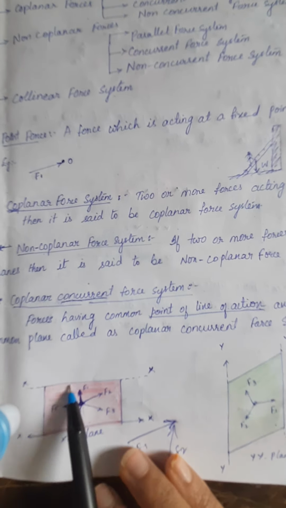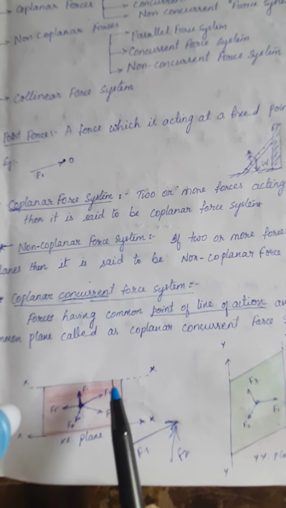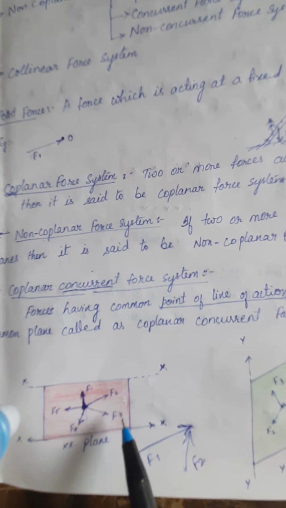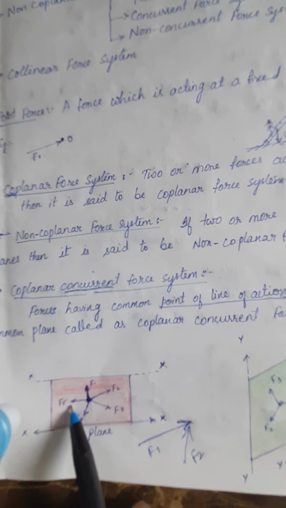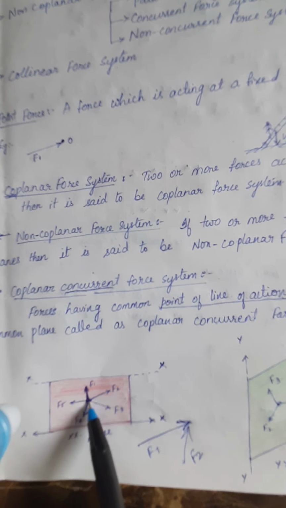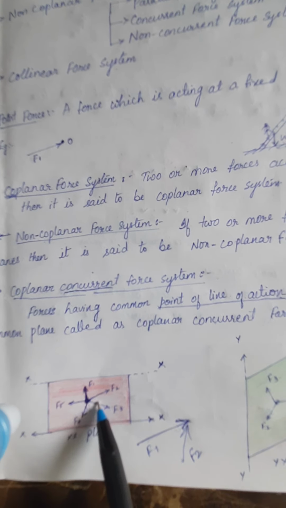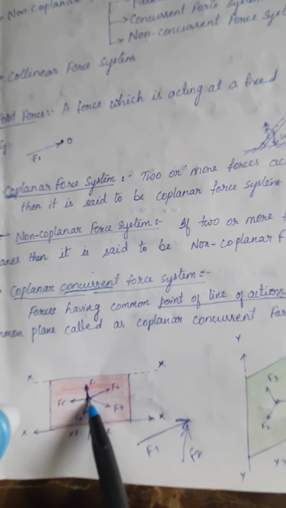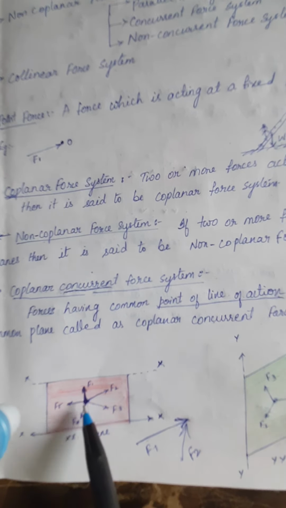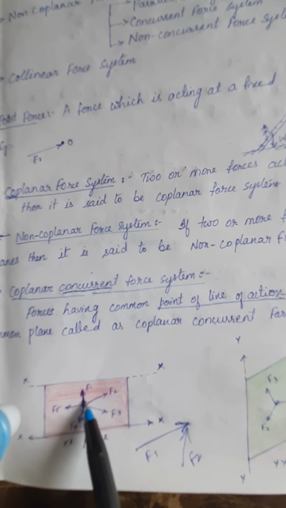For example, you have here one xx plane. This is the front view of a cube where you can see clearly the forces are acting. The forces are F1, F2, F3, F4 and F5. All these five forces are acting in a single plane and they are emerging from one single point. They have joined here. All the forces join at this point. This point is called the common point, and these are called concurrent forces. Here their point of line of action is meeting at one single point.